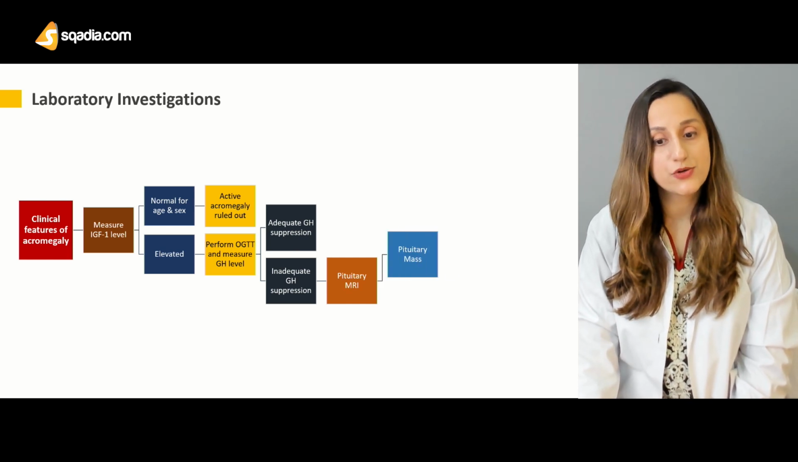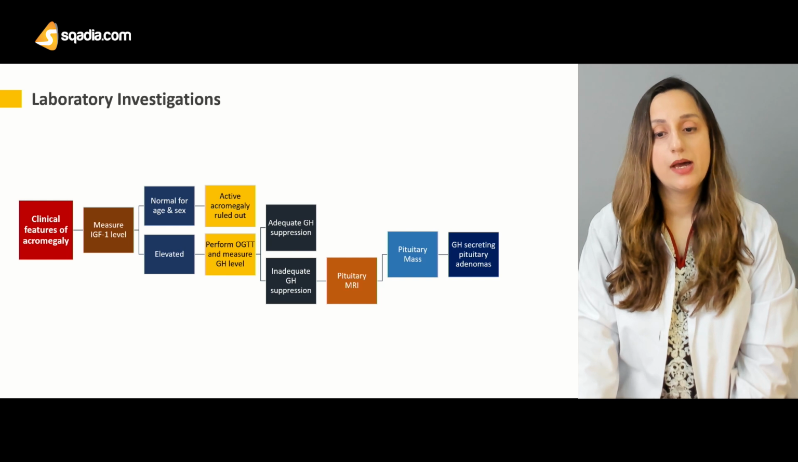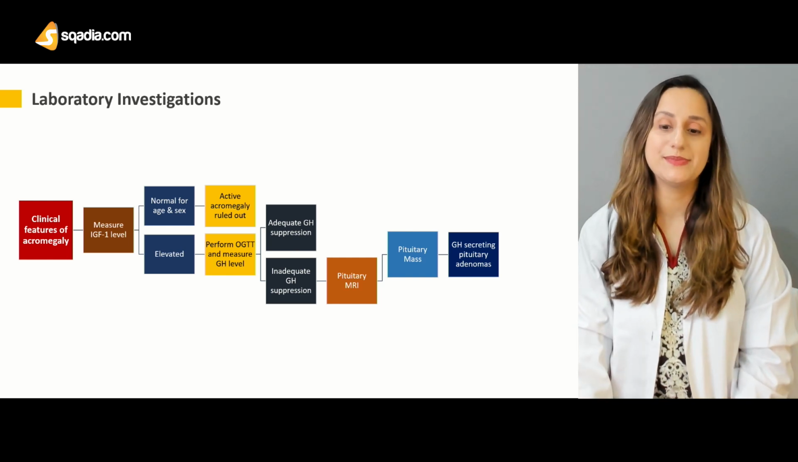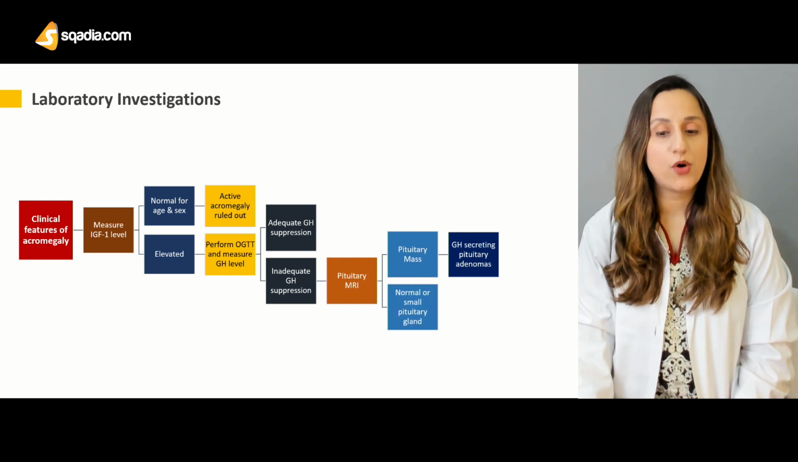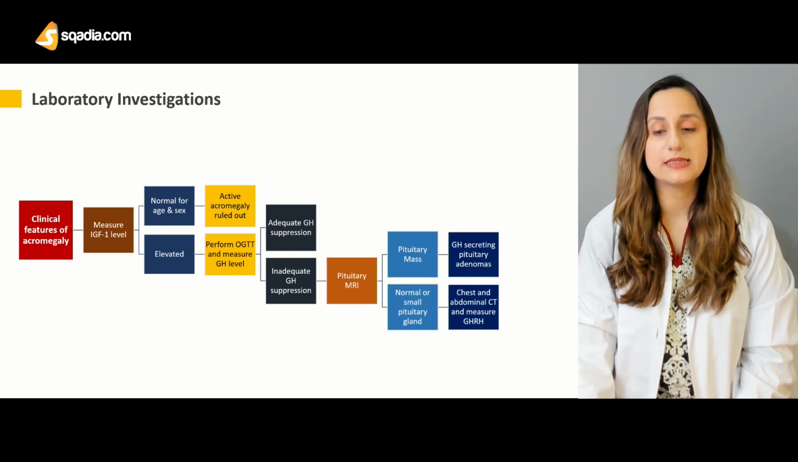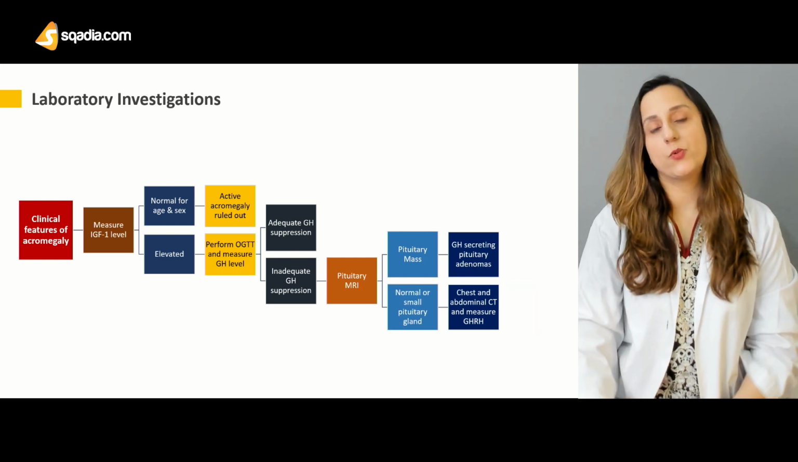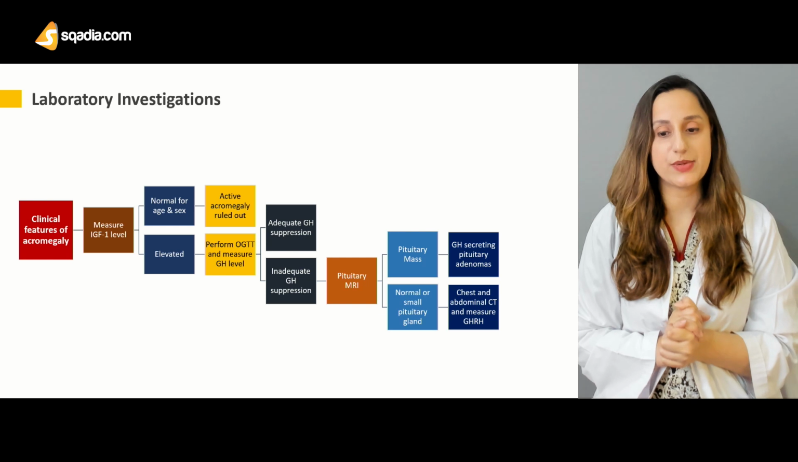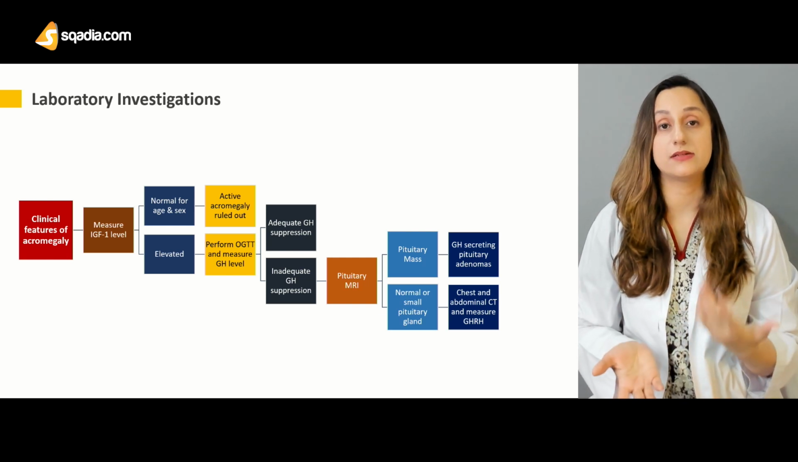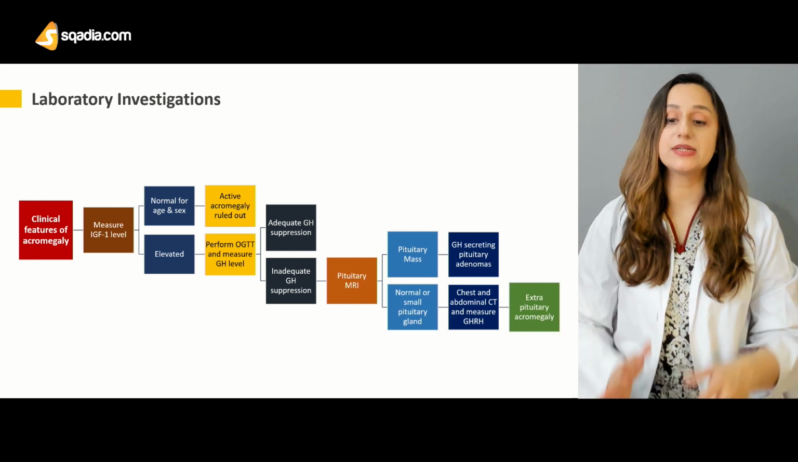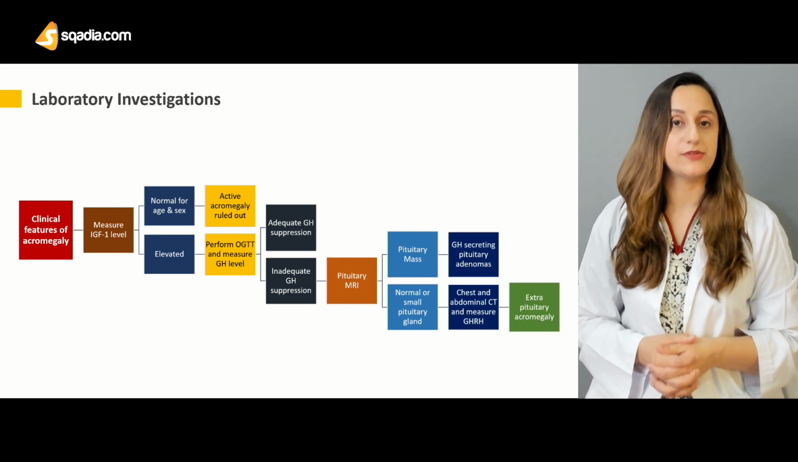Pituitary masses are looked for, and you also look for growth hormone secreting pituitary adenomas as well. Then we have a normal or small pituitary gland. We are going to look at the chest and abdominal CT and measure the growth hormone releasing hormone. In patients where the chest x-rays, abdominal CTs and chest CTs are normal and ruled out at this level, we have to consider extrapituitary acromegaly for these patients.